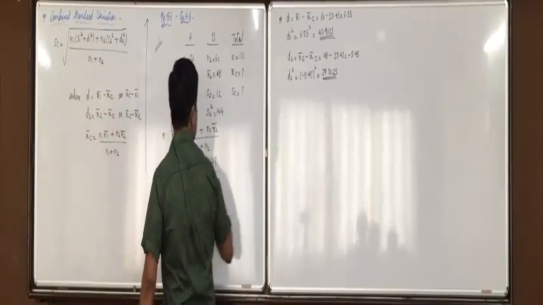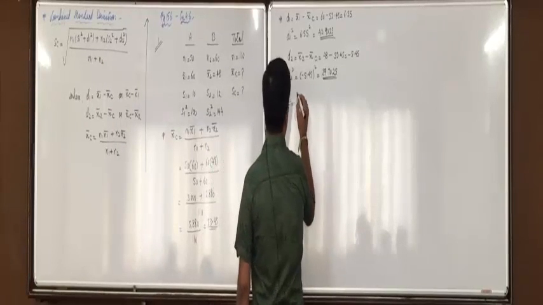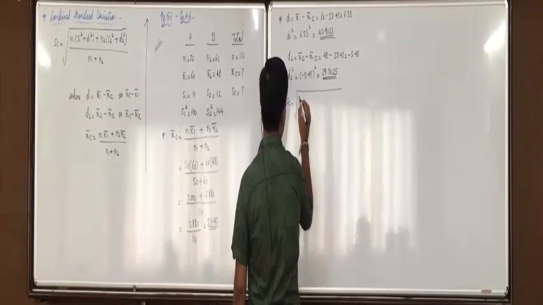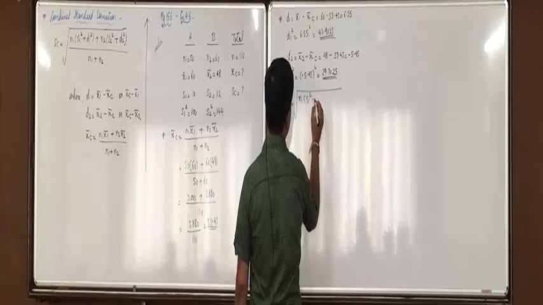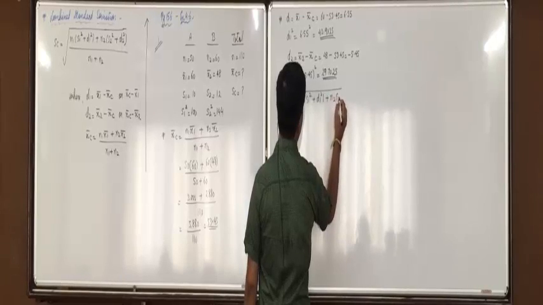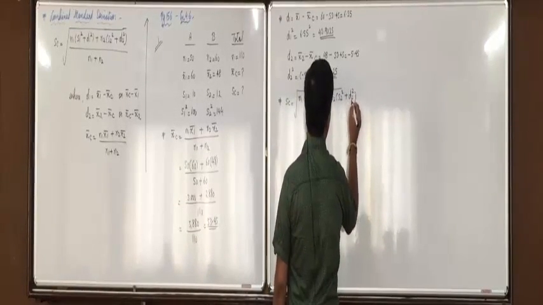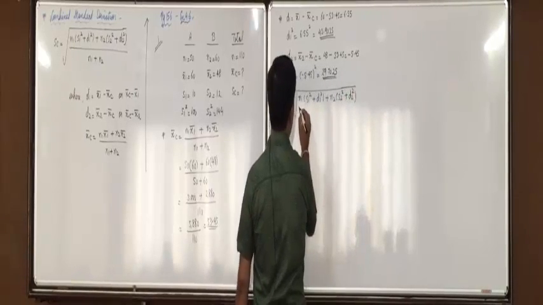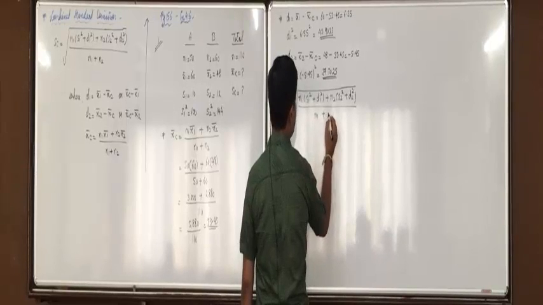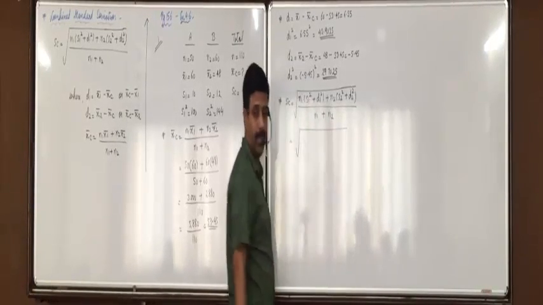Now we'll find combined standard deviation. Let it be SC, is equal to square root of N1 bracket S1 square plus D1 square plus N2 bracket S2 square plus D2 square upon N1 plus N2. Okay.